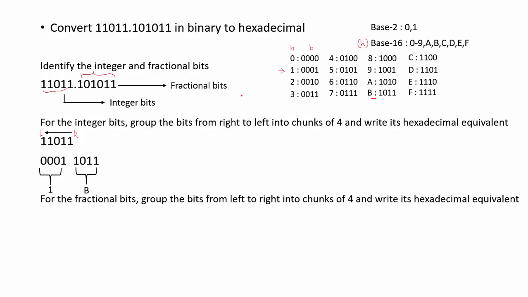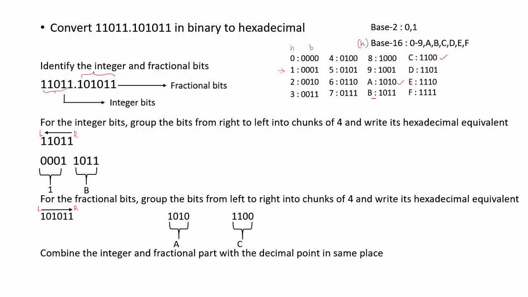Now for the fractional bits, you have to group the bits from left to right into chunks of 4 and write its hexadecimal equivalent. The fractional bits are 101011. Now if you group them from left to right, 1010 will be the first group and 11 followed by 2 zeros will be the second group. Now we have to identify the hexadecimal equivalent of 1010, which will be A, and for 1100 it will be C.